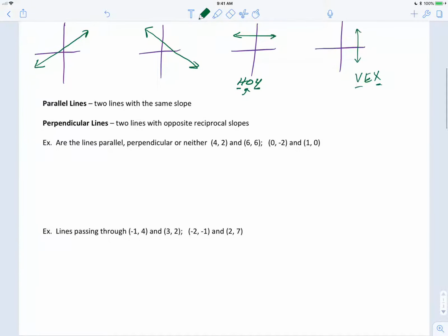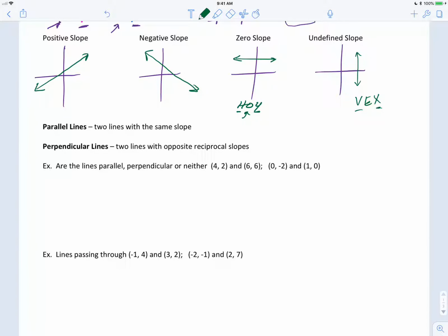All right, so let's talk about parallel lines. Maybe you remember some things about parallel lines. Well, parallel lines are two lines that have the same slope. So they're going to follow each other the same distance apart all the time. They will never cross because they have the same slope. So we're just going to remember parallel, same slope.